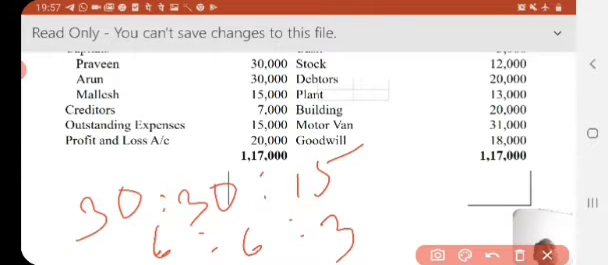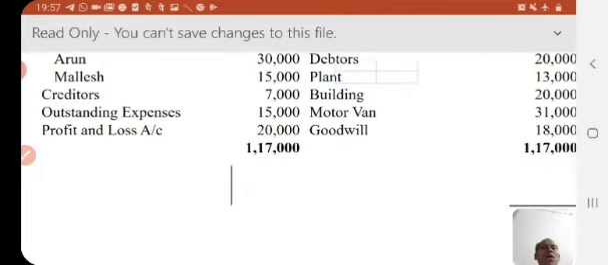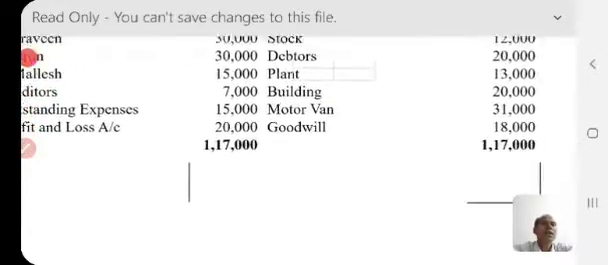So now profit and loss account here 20,000 is given. If it is given at the liability side, it is a profit. And if it is given at the assets side, that is loss.